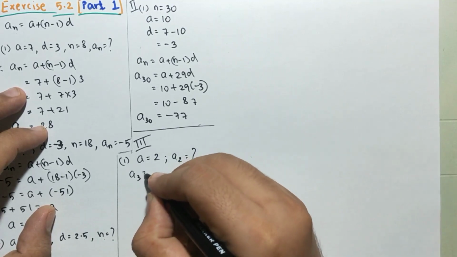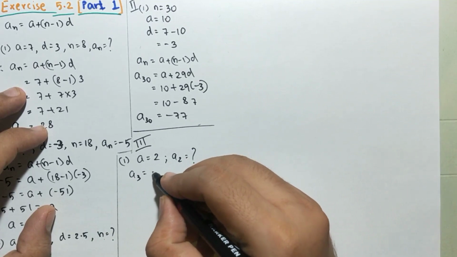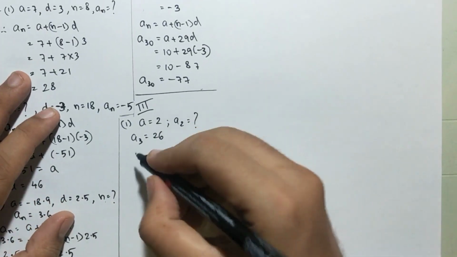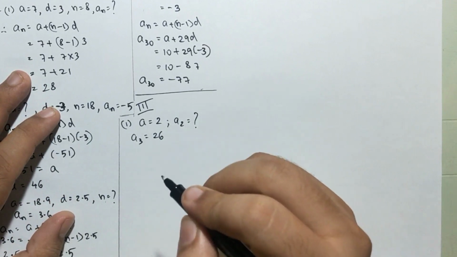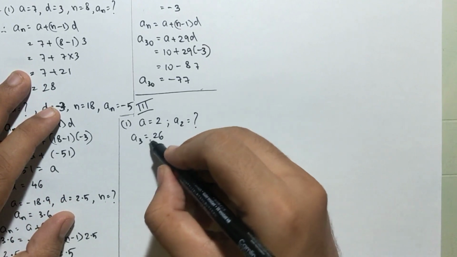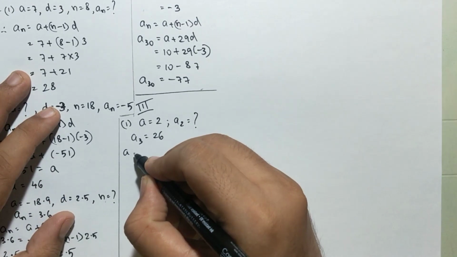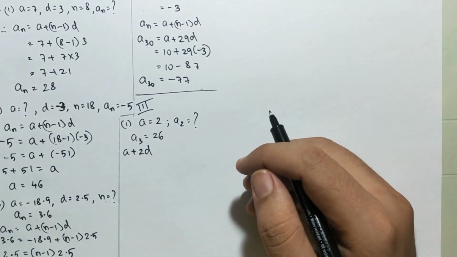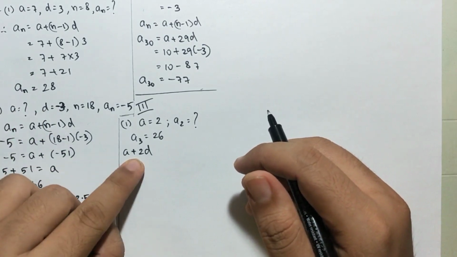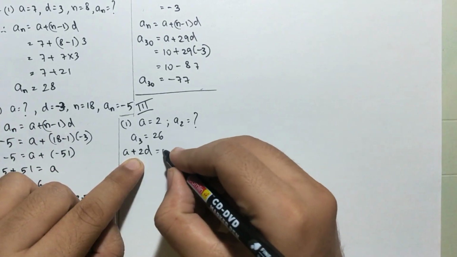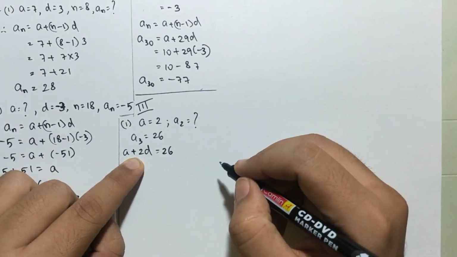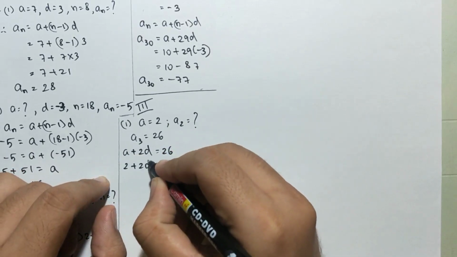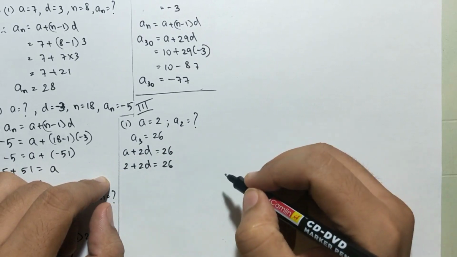But the third term is given, 26. So using this third term, can we find out D? Yes. What is the formula for the third term? A plus 2D. A plus 2D is my third term and that is equal to 26. What is A? A is 2. So 2 plus 2D equals 26.